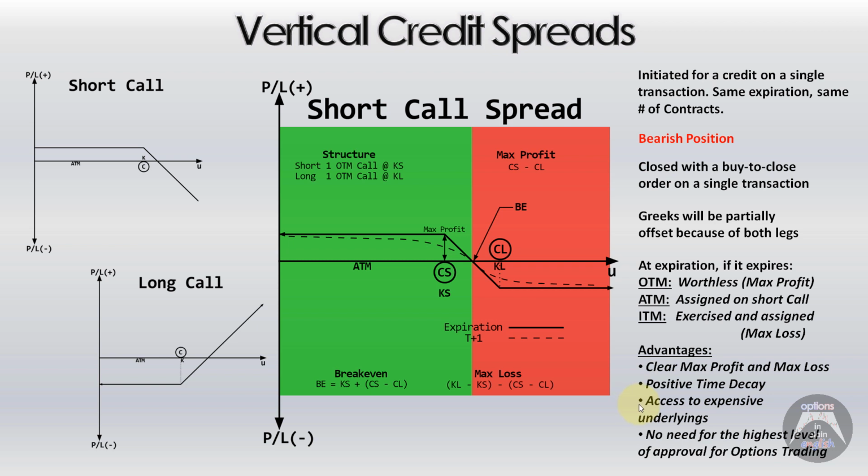This position is going to give you access to expensive underlyings, which you probably wouldn't be able to access if you didn't have a position such as this. And there is no need for the highest level of approval for options trading. You don't need to have permission to trade naked options because none of these options you're selling naked. So because of this, you don't need the absolute highest approval level to trade these kinds of spreads.